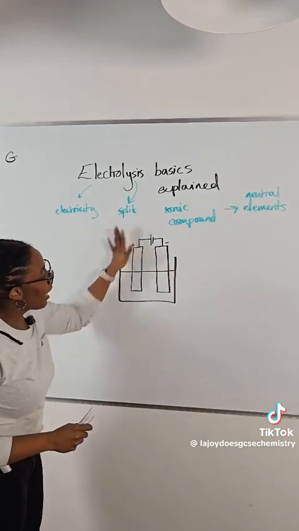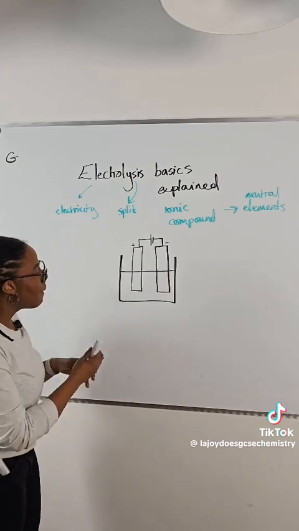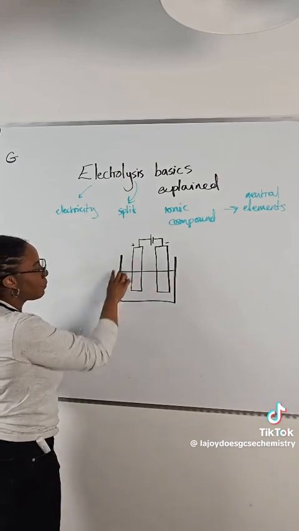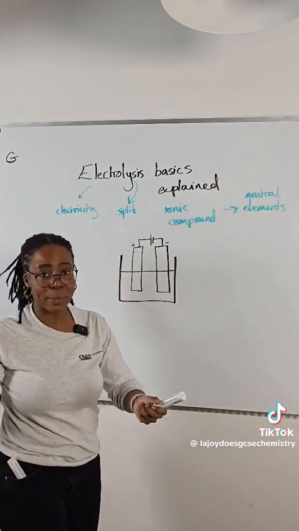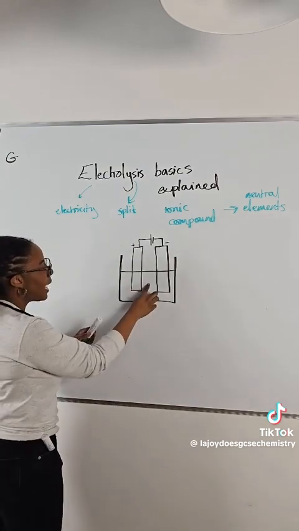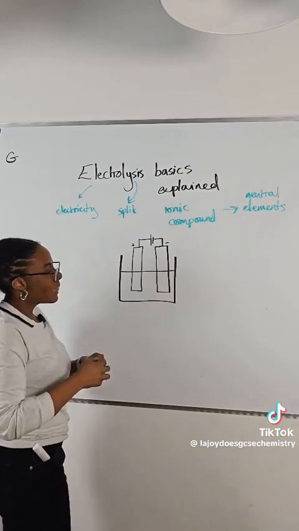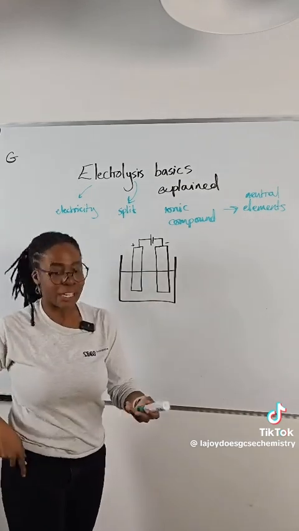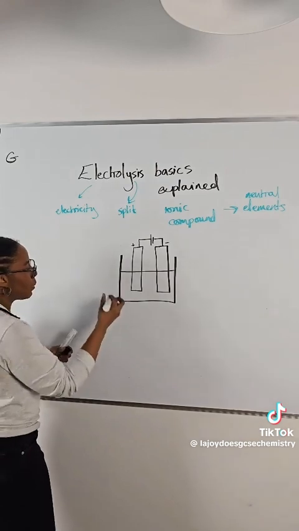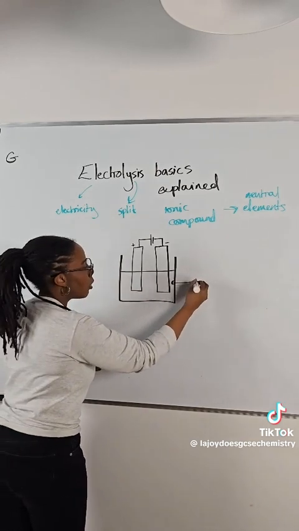So to do that, we have this general setup here where we have our reaction vessel. That could just be a beaker. And within that, we have got a liquid, and that is the liquid that is going to be electrolyzed. So we call this liquid our electrolyte.